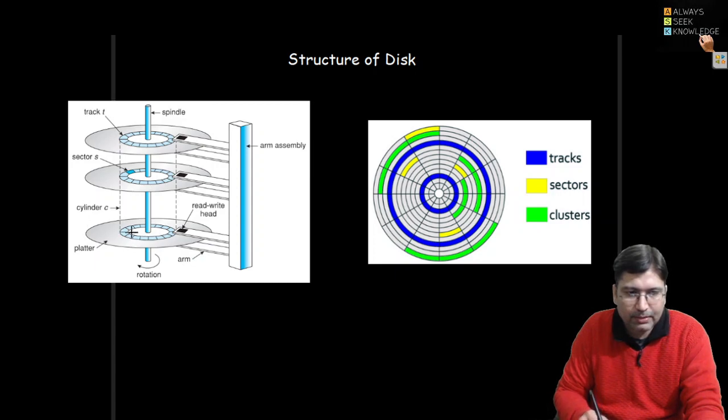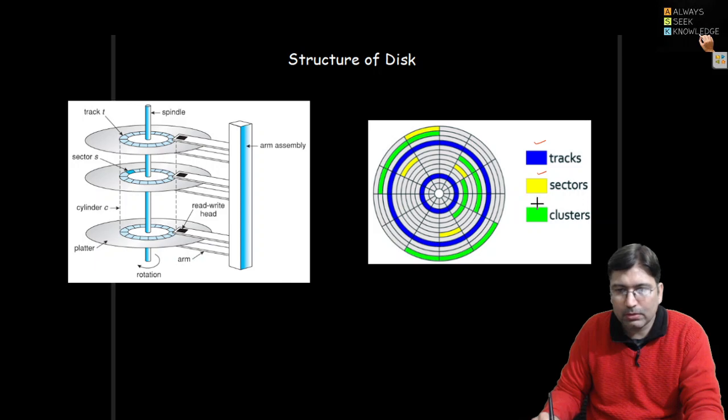There are different platters. These platters are divided into different tracks, sectors, and the combination of sectors you can say clusters. So tracks and sectors are there on every platter, and generally these platters store data on both sides. So this side as well as the lower side of this, the data can also be stored.